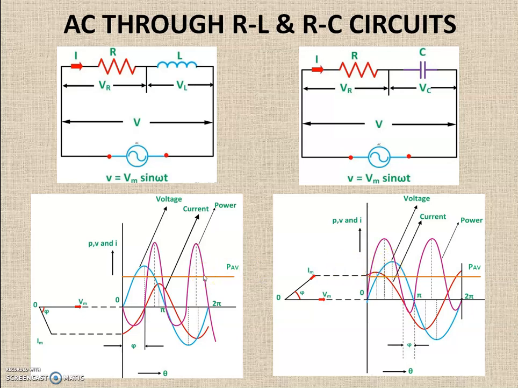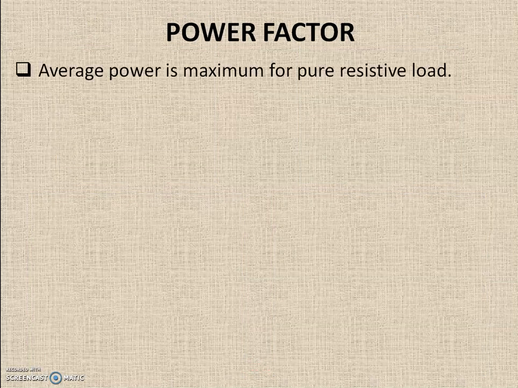An RL or RC circuit will have an average power but lesser than a pure resistive circuit. But in the case of a pure inductive or capacitive circuit, you will have an average power equal to 0. So if you analyze, the average power will come to be equal to VI cos phi, where V is the RMS value of voltage, I is the RMS value of current, and phi is the phase angle between voltage and current.